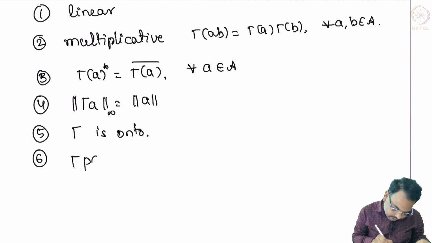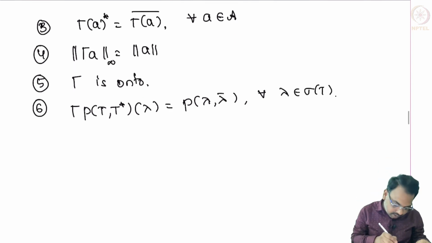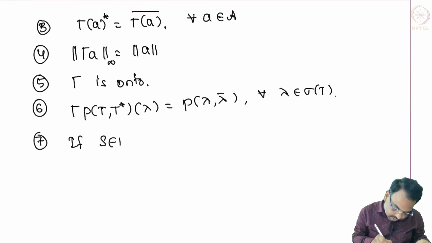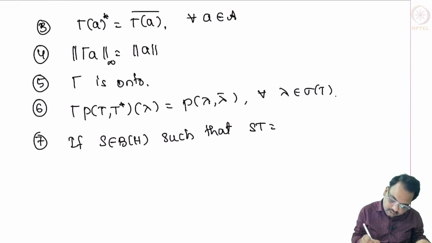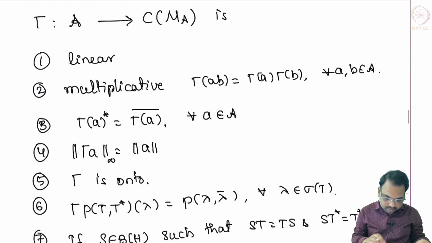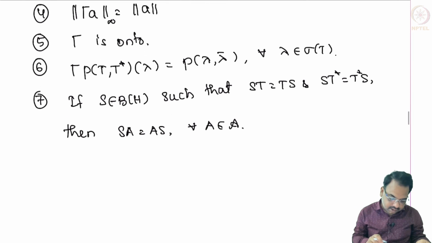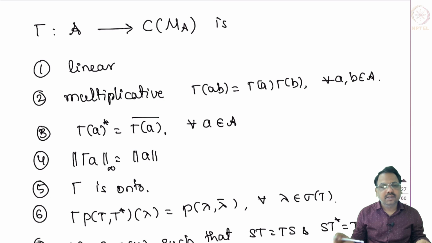So Γ of P(T, T star) at λ is P(λ, λ-bar) for every λ in the spectrum of T. This can be proved easily. And if S is a bounded operator such that S commutes with both T and T star, then we can show that S commutes with every element from A: SA equals AS for every A in A. So this is the continuous functional calculus for a normal operator, and in fact the identity is mapped to the identity in C(M_A), that is, the constant function 1.